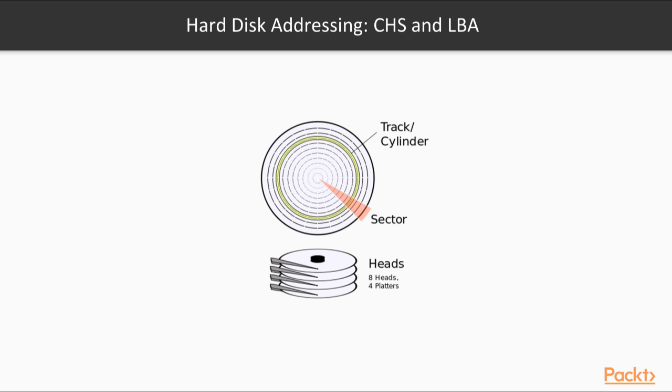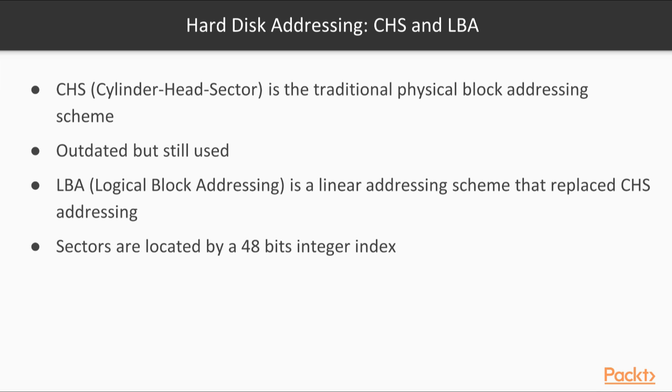Traditionally, sector size is 512 bytes, but newer disks have moved to the advanced format 4KN, where the sector size is 4,000 bytes, though still providing 512 byte sector emulation. Traditionally, physical blocks or sectors are located using the cylinder head sector addressing scheme. Though it's now outdated and replaced by logical block addressing, it's still used to specify the hard disk geometry. Logical block addressing scheme is a linear addressing scheme where sectors are located by 48 bits integer indexes. There's also a formula to convert the CHS addresses to LBA addresses.